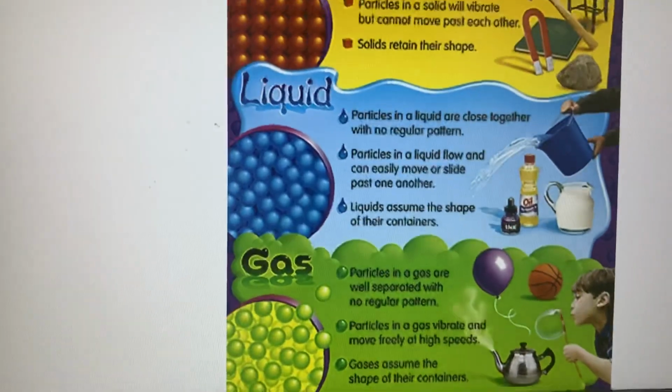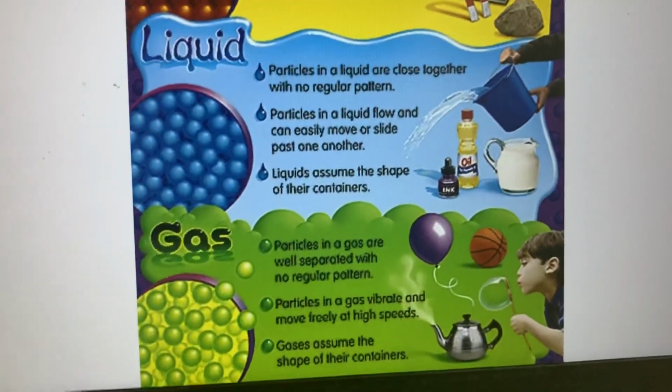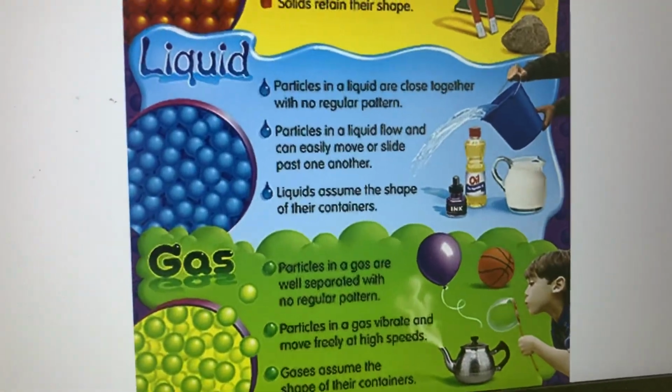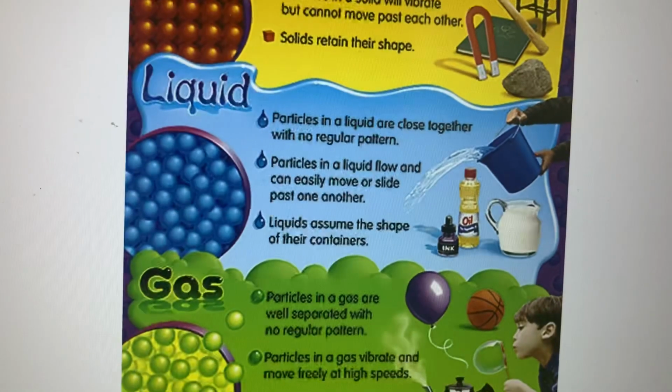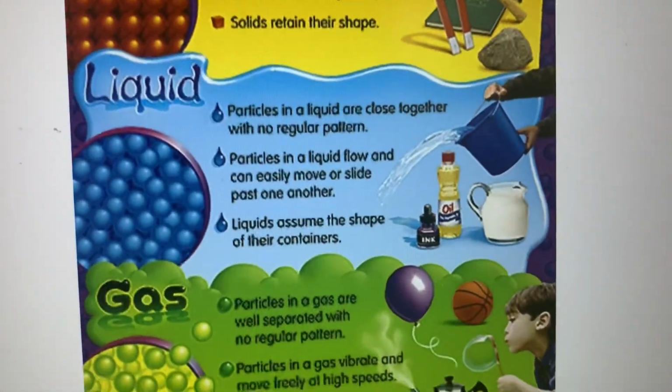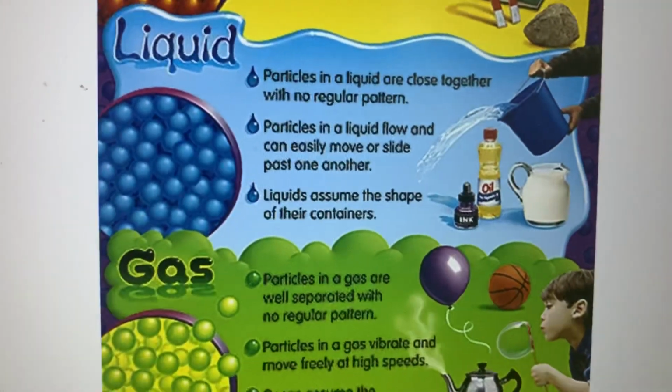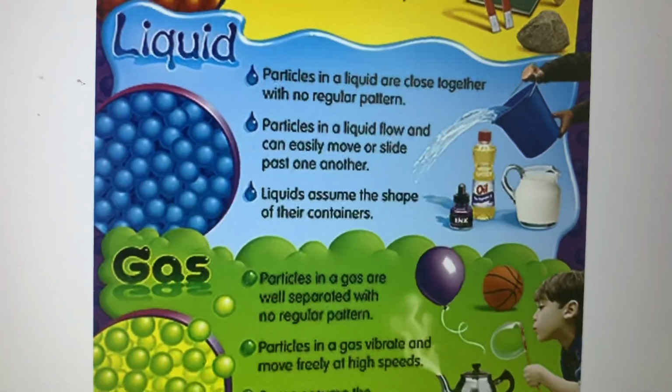Let's have a look at liquids. Particles in a liquid are closely together with no regular pattern. Particles in a liquid flow and can easily move or slide past one another. Liquids assume the shape of their container.